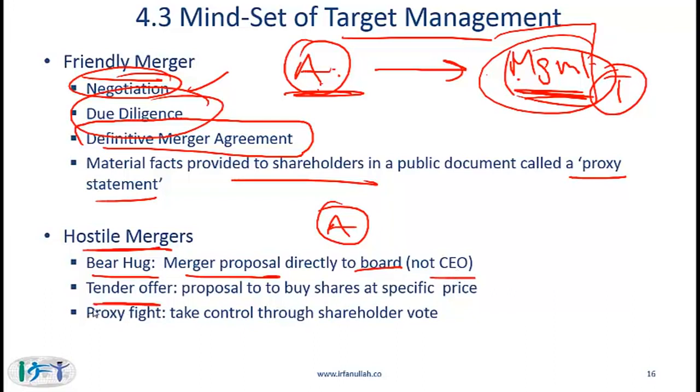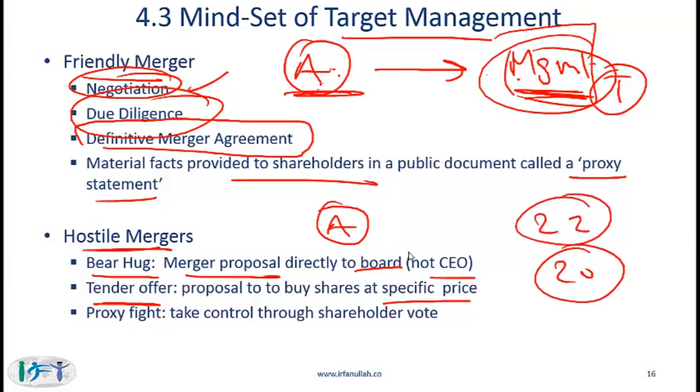Another scenario is a tender offer, where the acquiring company goes straight to the shareholders and starts buying shares from the shareholders at a specific price. So for example, the current share price might be 20, and the acquiring firm goes to the shareholders and tries to buy the shares for $22. And finally, we can also have a proxy fight, where the acquirer tries to have its own people be elected on the board of directors. So if the acquiring company can control the board, then the acquisition will become easier.